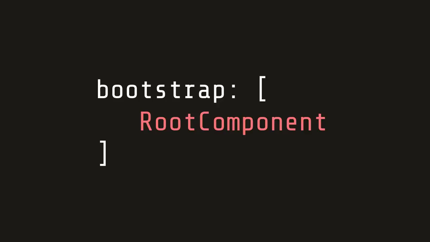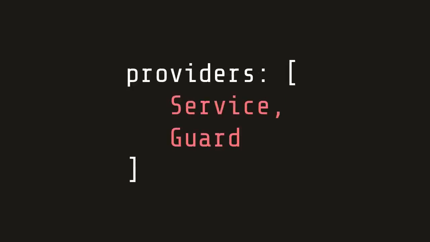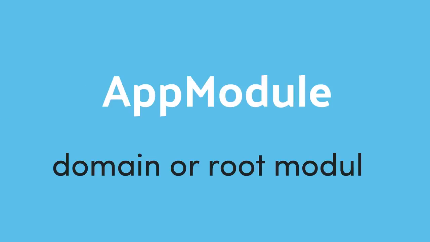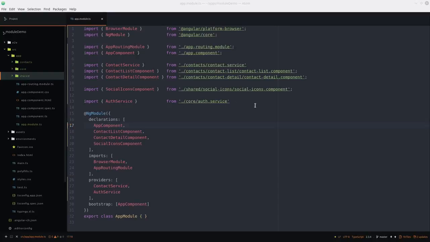The final property you should be aware of is providers. This is where you register data providers such as services and guards that can be injected into components within this module. The injectable class will be available to any component in this module, as well as any module that imports it. Now let's look at some practical ways we can use NgModule to organize an application.